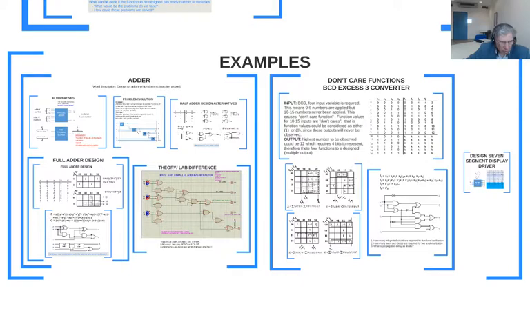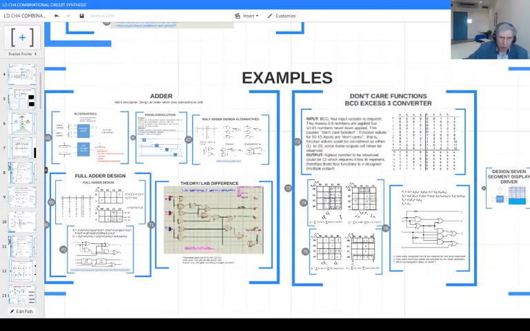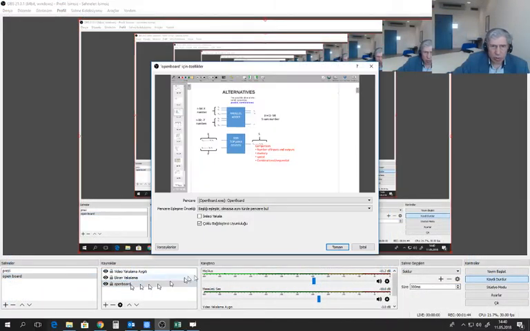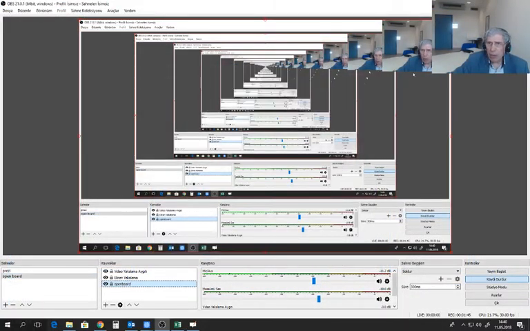So let's go to open board, take this down, take this on, and you see there is a transformation to transfer it to open board. Okay, here you are.